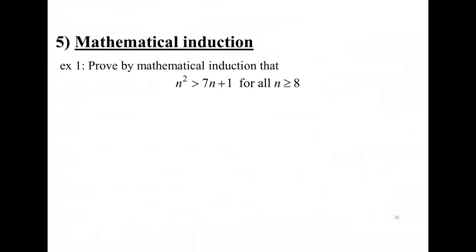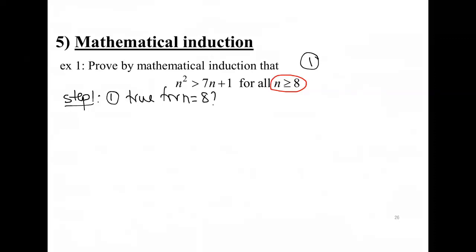So over here, if we look at the given values of n, we notice that they want me to prove the statement true for all n greater or equal to 8. So here our first value of n is 8. So in step 1, I want to prove the statement, which I call 1. So I want to prove 1 true for n equal to 8.